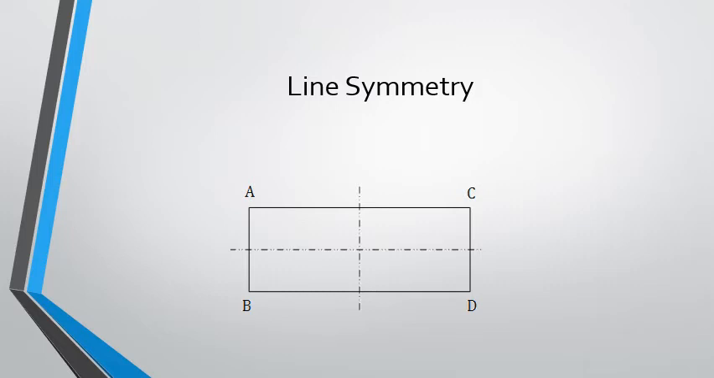Now here a rectangle is seen in line symmetry. This rectangle has two lines of symmetry. One of the lines of symmetry is horizontal and the other vertical. You can use dashed lines to show lines of symmetry on a shape. If you fold a shape along its lines of symmetry, one half of the shape will fit exactly on top of the other half.